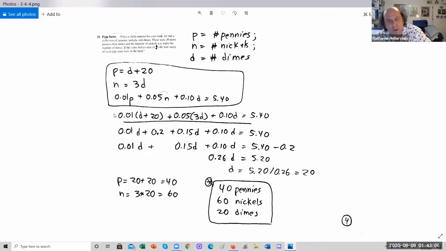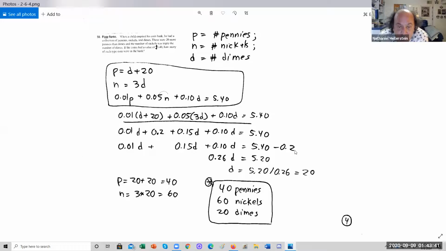Now, as before, we distribute, just basically get rid of as many parentheses as possible. And we get 0.01d plus 0.2 plus 0.15d plus 0.10d equals 5.40. All right, we move this constant term 0.2 to the right by subtracting it from both sides, subtracting because it was being added, and again, the opposite operation. What you're left with is 0.01d plus 0.15d plus 0.10d equals 5.4 minus 0.2.